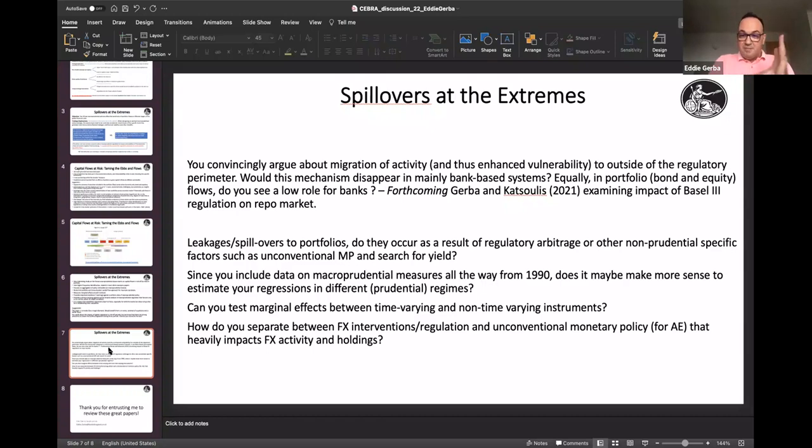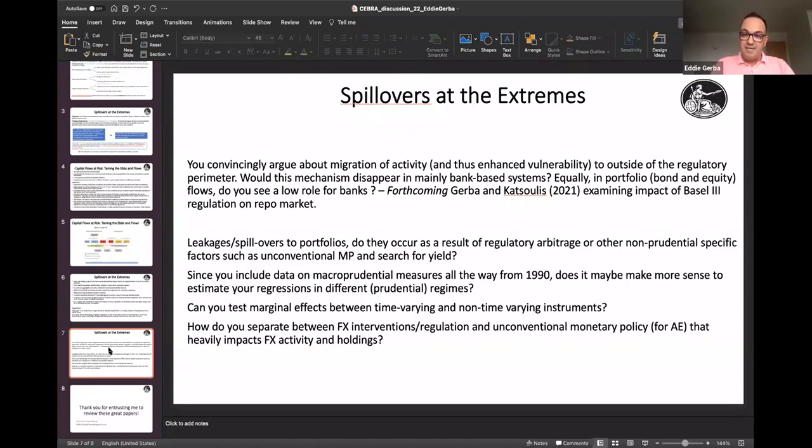On the leakages and spillovers to portfolios, can you say something about the reasons for that? Is it regulatory arbitrage or other non-prudential specific factors, such as unconventional monetary policy and search for yield during this period? This could also be driving it.